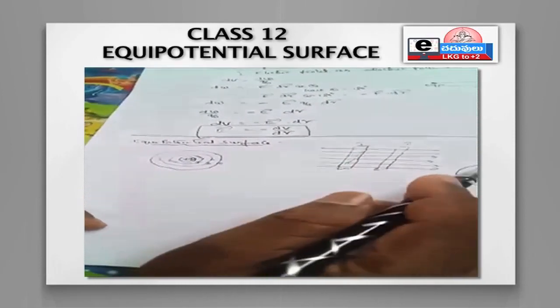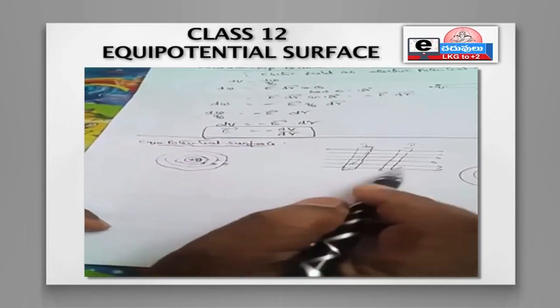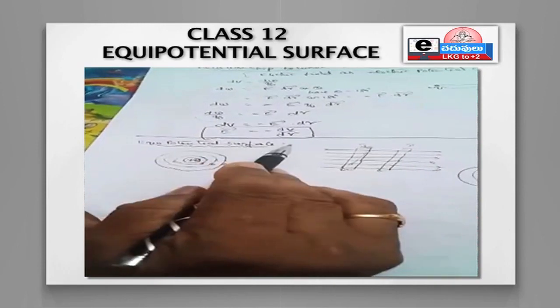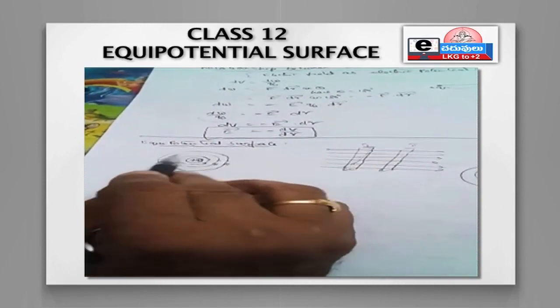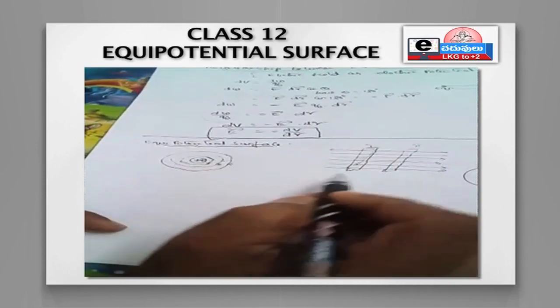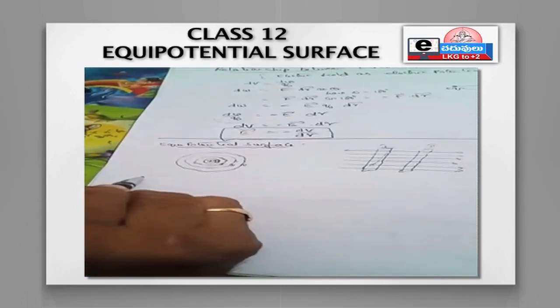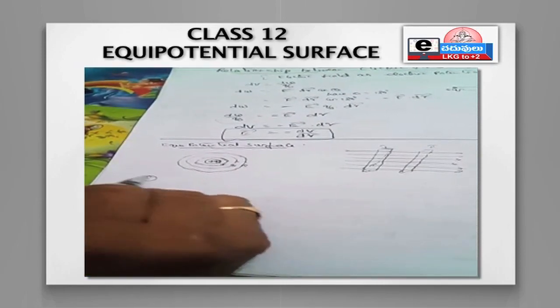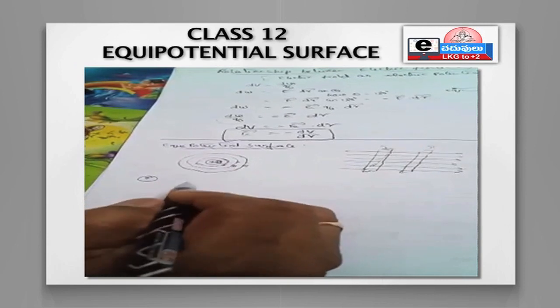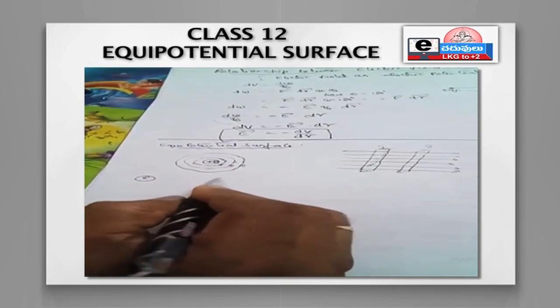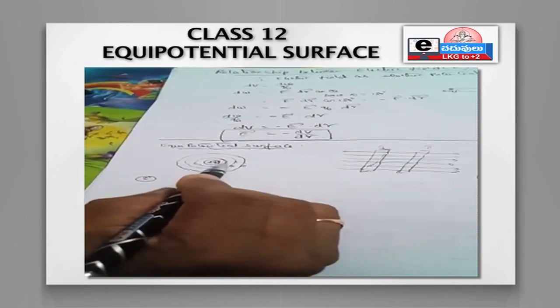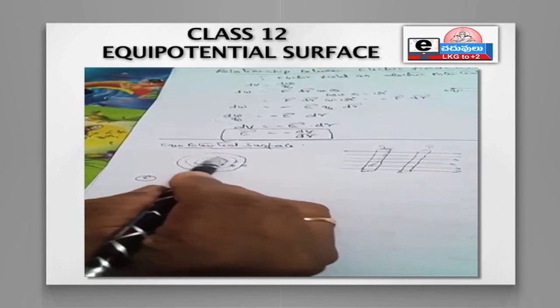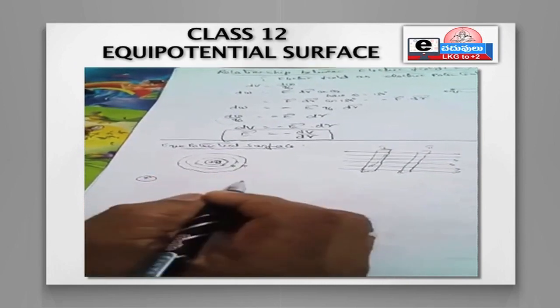Now what are the characteristics of an equipotential surface? You have to give the definition first of all: the potential at every point on the surface is the same. Then the second and very important characteristic. The statement is: the work done in moving any charge on the equipotential surface is zero.